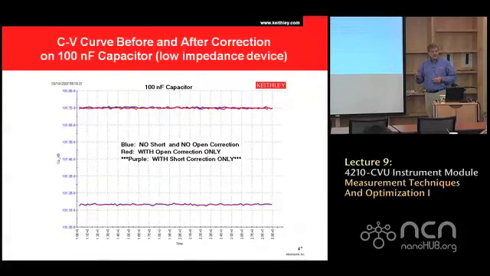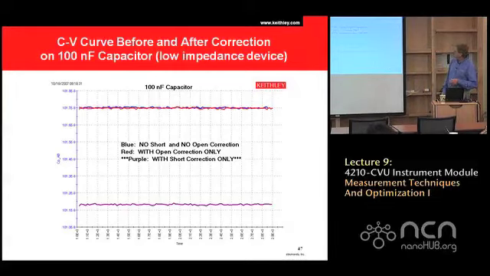So this is an example on a low impedance, or 100 nanofarad, capacitor. This blue curve is with no short and no open correction. The red curve is with the open correction. Notice it didn't change. Remember, on a low impedance, our open correction in our model is really not having an impact. But look what changed when we actually did the short correction.